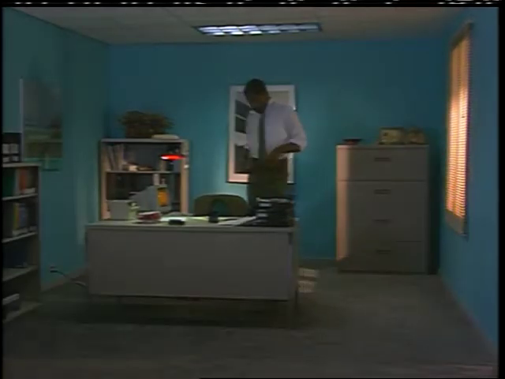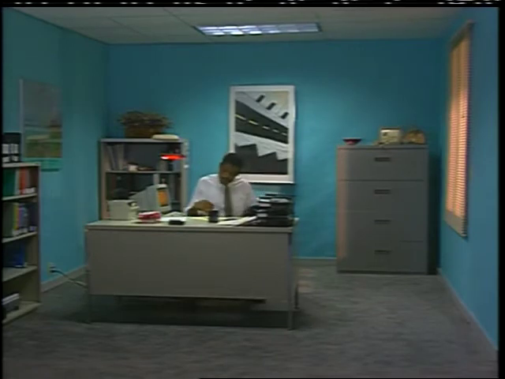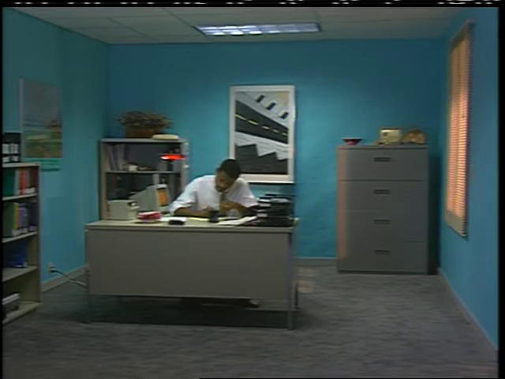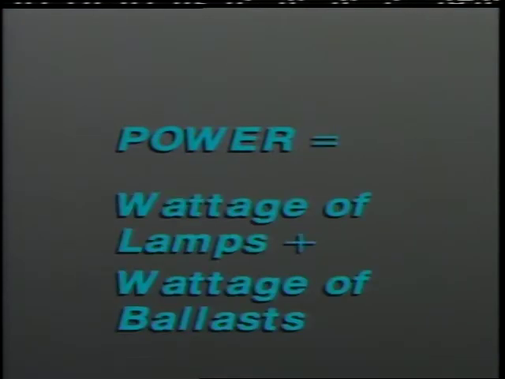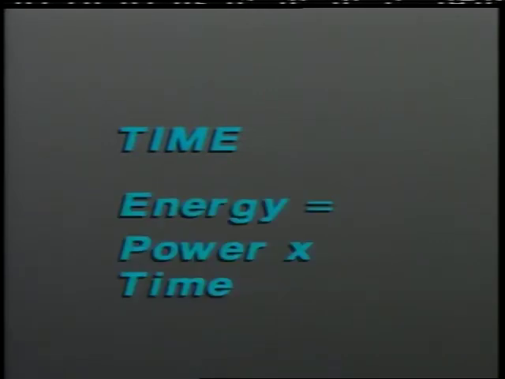With these concepts in mind, let's now ask the question: how can lighting energy costs be controlled without compromising the quality of light? Energy is factored into a lighting environment in several ways. First, there is power, measured in watts. The electrical power required to light a space is simply the sum of the wattages of all the lamps and ballasts in the space. A second factor that contributes to energy consumption is the length of time the lights are on. The amount of energy consumed is simply power times time.